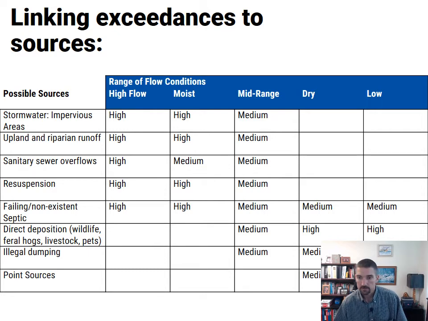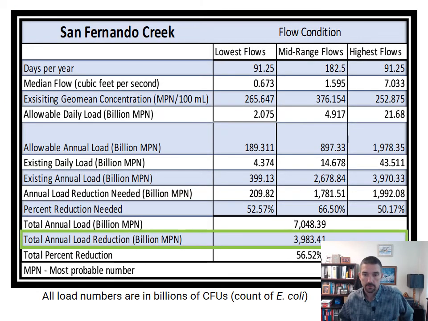Speaking of those numeric targets, the next couple of tables that I'm going to present actually show what that value is. There's a lot of numbers here, and you don't necessarily need to digest all of them and understand them all. Really, the row that's highlighted in the green box down there shows the total annual load reduction needed, and that's in billions of E. coli per year. So it's a huge number. That's what 3.9 trillion actually is, since it's 3,983 billion. So that's a really big number.